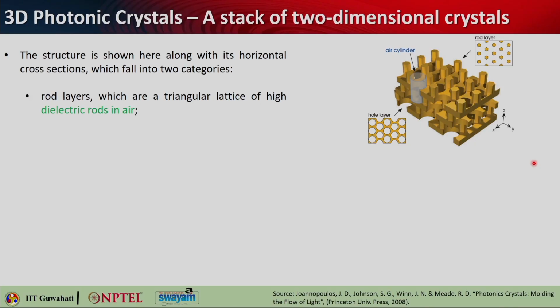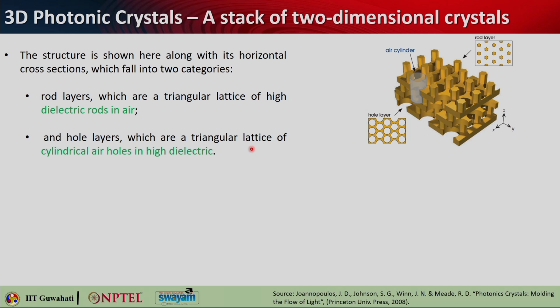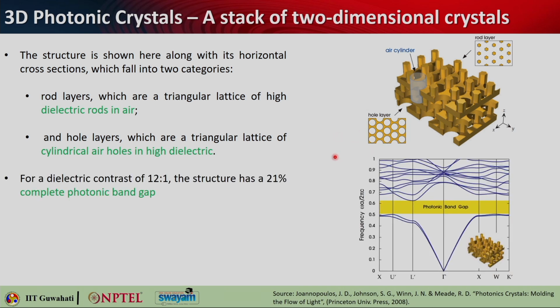And this is the other one. This is basically a stack of two-dimensional crystals. If you take two-dimensional crystals, one is this kind of rod layer. You just have a layer of rods, which are placed in a triangular lattice. These rods are made of high dielectric and they are in air. So, this is one, and another one is a hole layer like this. It is a triangular lattice of cylindrical holes in a high dielectric substrate. So, you are just drilling holes in a triangular lattice or hexagonal array, whichever way you want to call it, and then you blend them together.